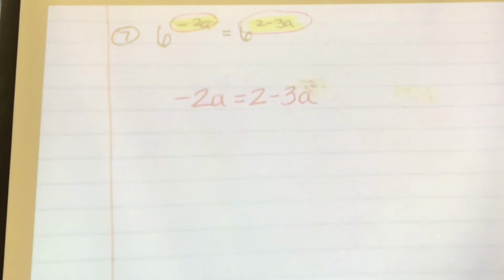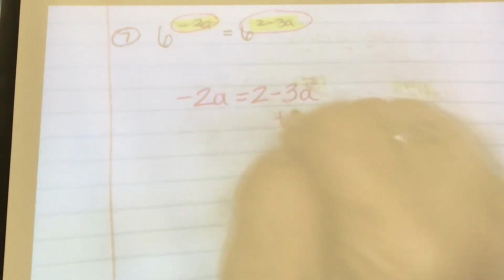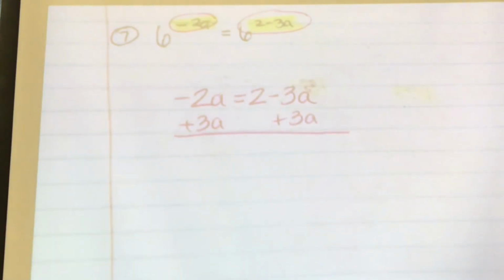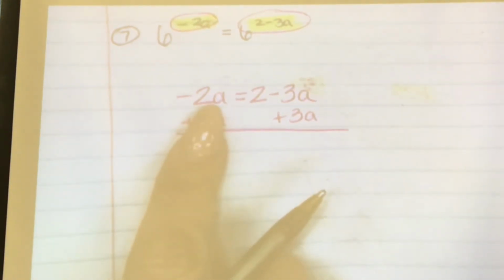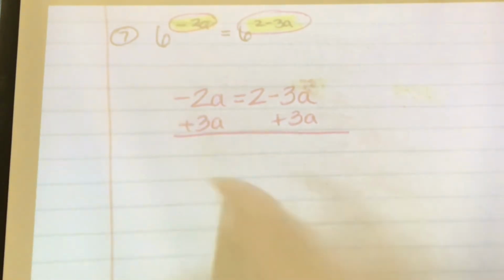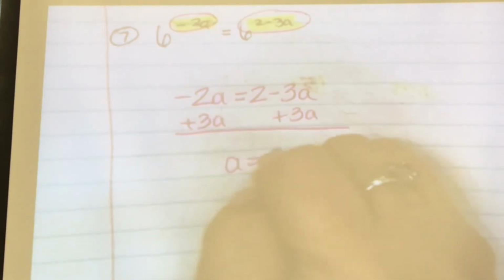So I have negative 2a equals 2 minus 3a. I'm going to add 3a to both sides. Negative team has 2 points, positive team has 3. So that means a equals 2.